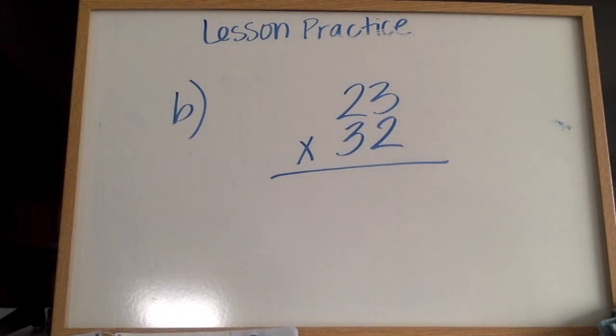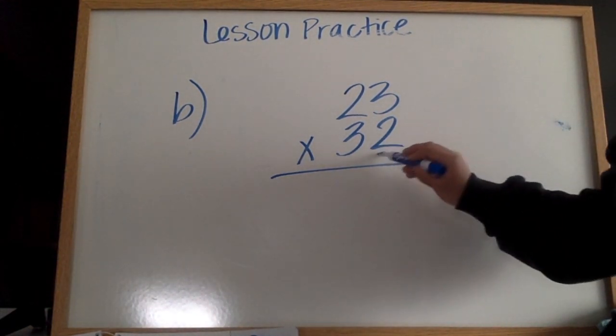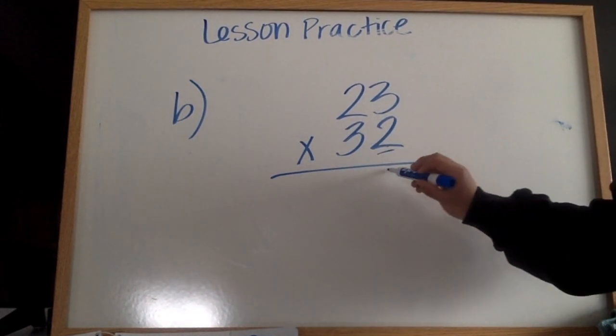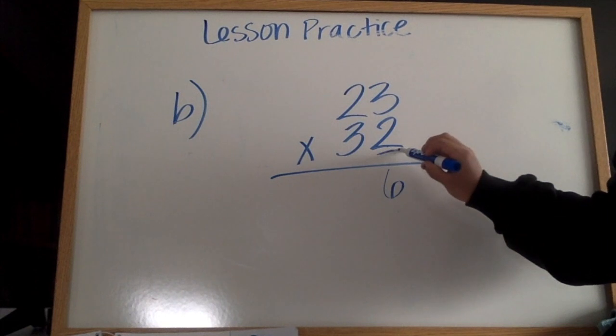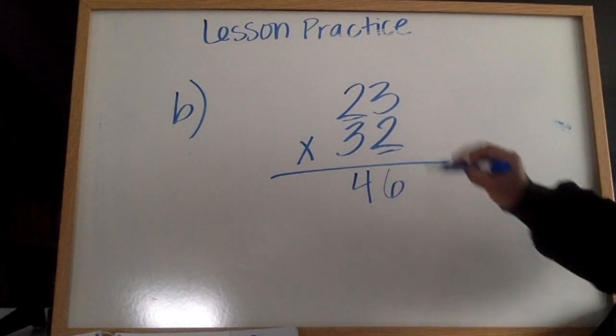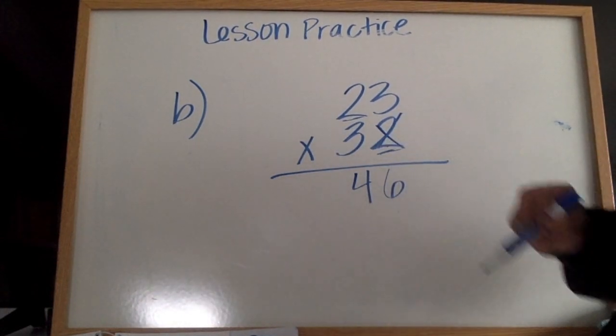All right, I'm going over letter B now from the lesson practice. 23 times 32. So I'm going to first start with this 2 right here. 2 times 3 is 6. 2 times this 2 is 4. Now I'm done with this 2. I'm going to cross it out.